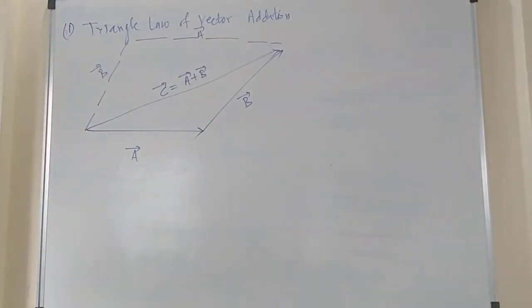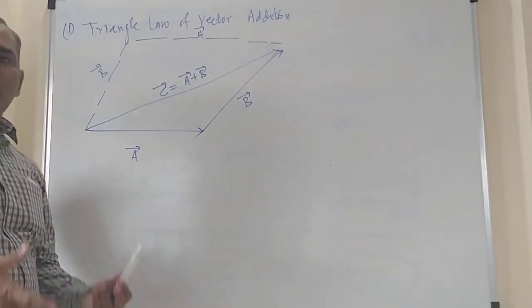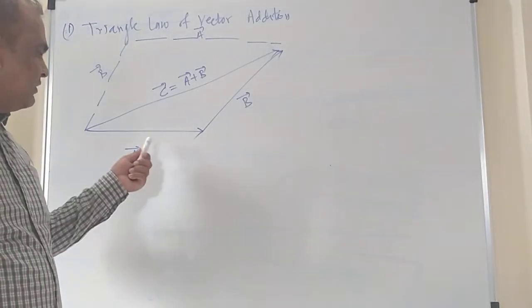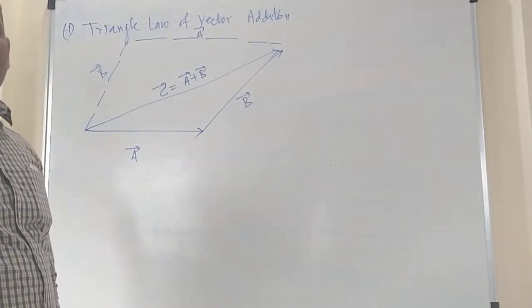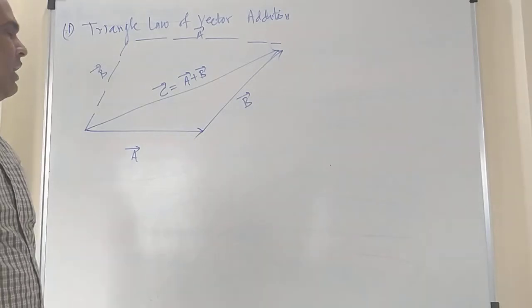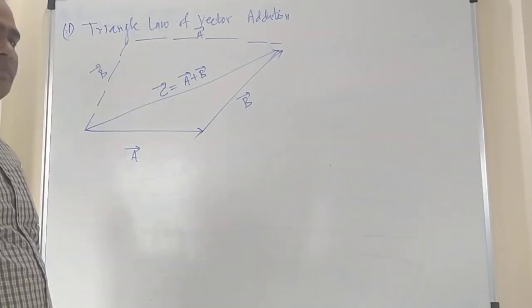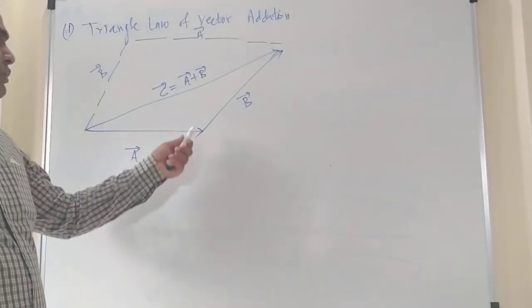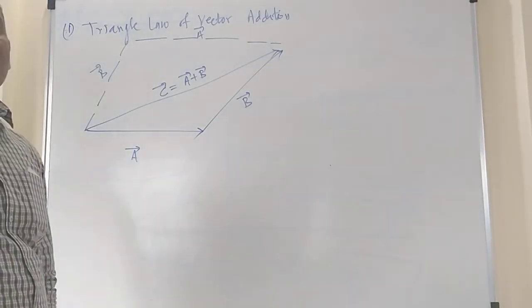This is called the triangle law of vector addition. What is the triangle law of vector addition? If the two vectors a bar and b bar represent the two sides of the triangle, then the resultant of the two sides will give you the third side of the triangle.